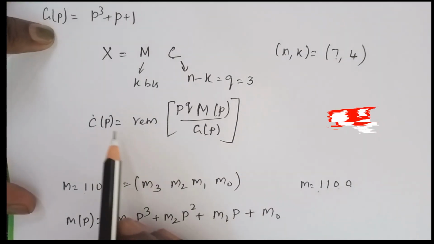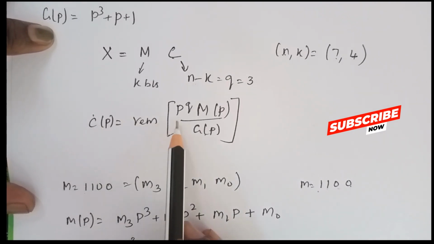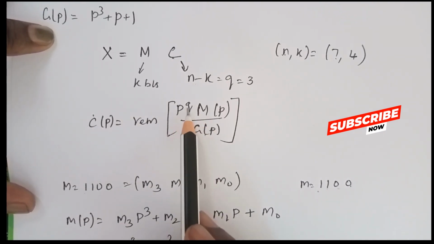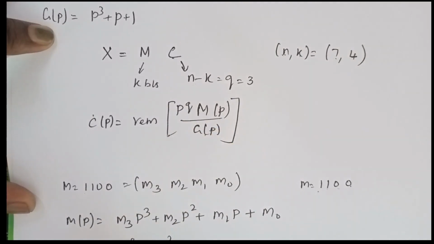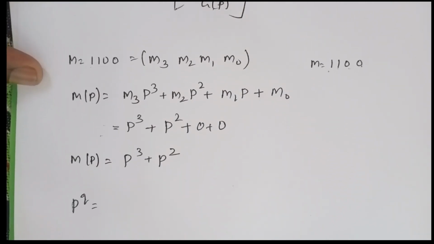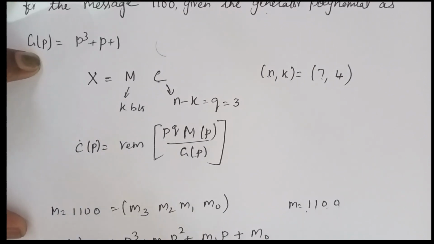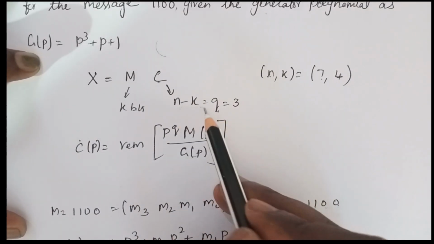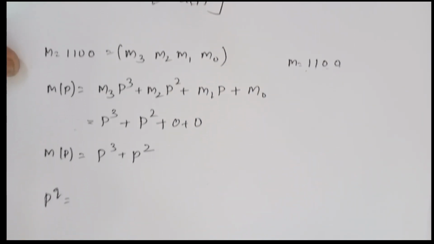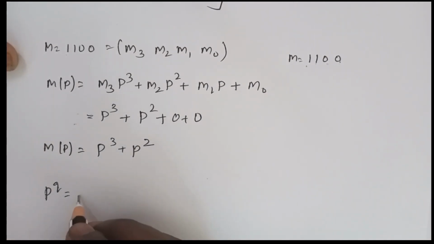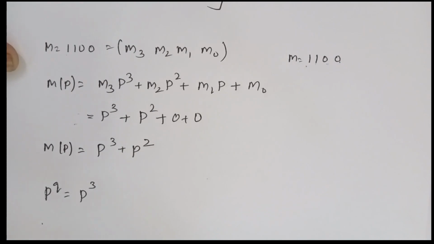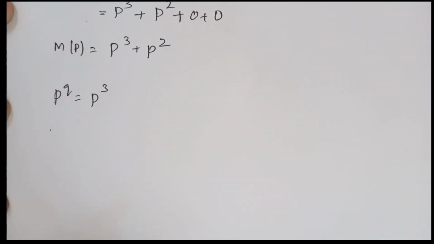So to find the check bits polynomial, we should also know what p^q into m(p) is. The value of q is nothing but n minus k, I told you, right? So the value of p^q is p^3. So one minute. Okay, so we need to know p^q into m(p).